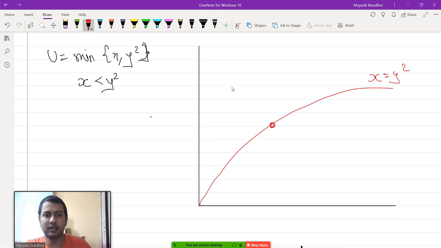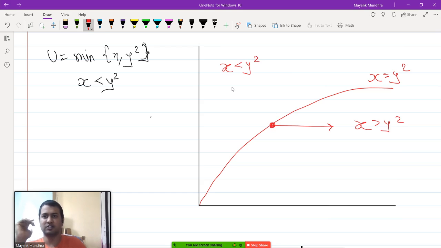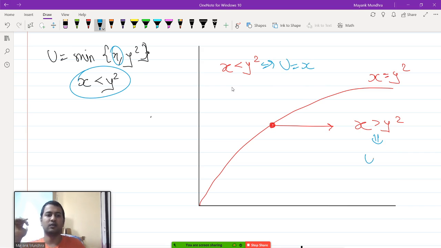So a point here will have x coordinate equal to y square. You move right, you get x greater than y square. You move left, you have x less than y square. Okay, so now the regions are sorted. So whenever x is less than y square, the utility function will report x. So here you will have utility equals x, and here you will have utility equals y square.